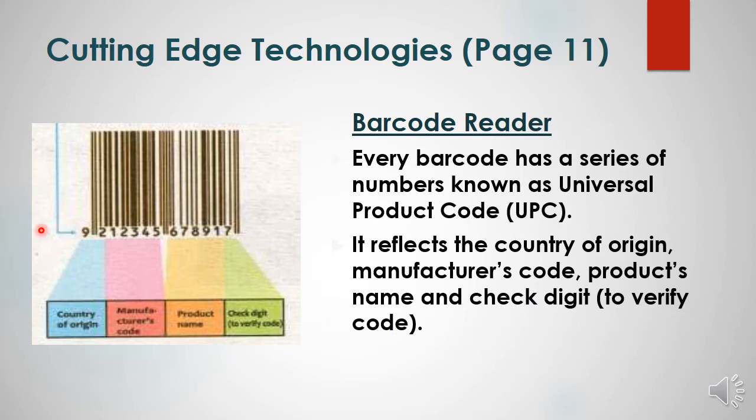In this Universal Product Code, these 2 digits reflect country of origin. These digits reflect manufacturer's code. These digits reflect product name, and the last, this 1 digit reflects check digit. Check digit is a number that is used to guess that the code is correct or incorrect. In higher classes, you will learn more about check digit.